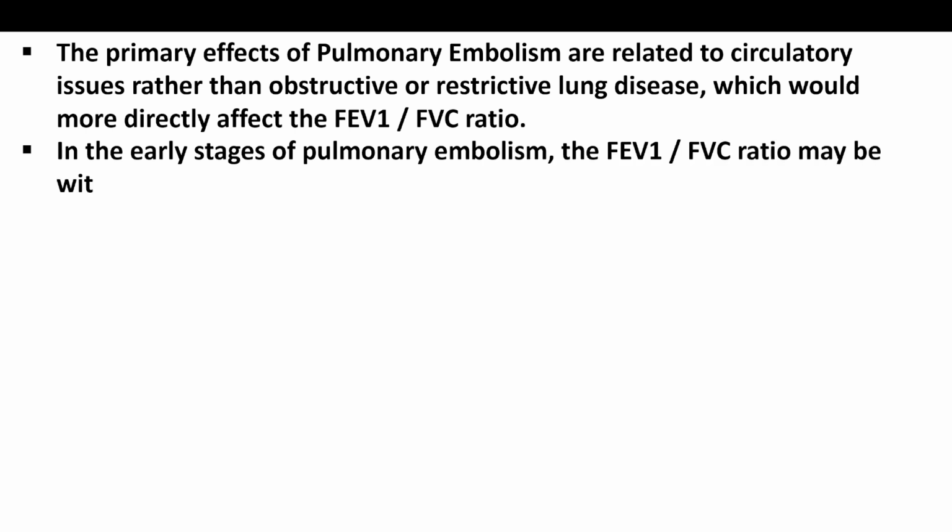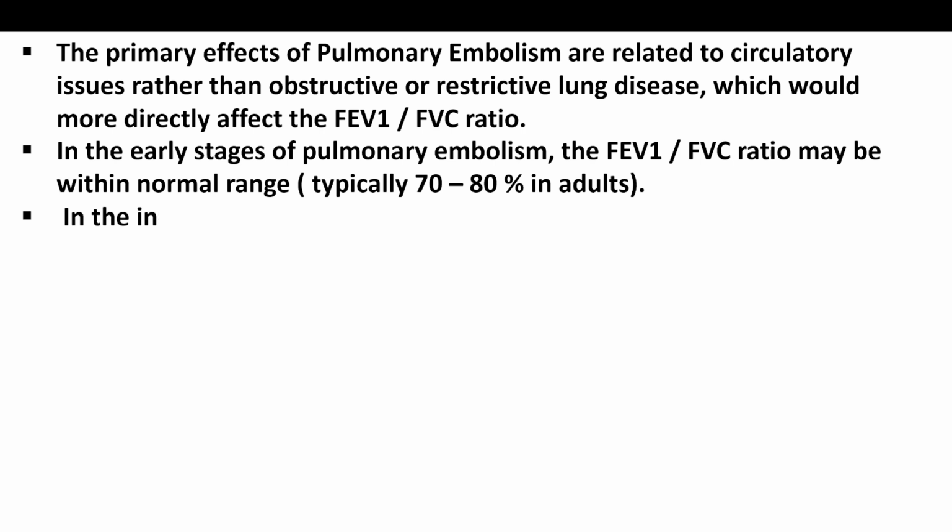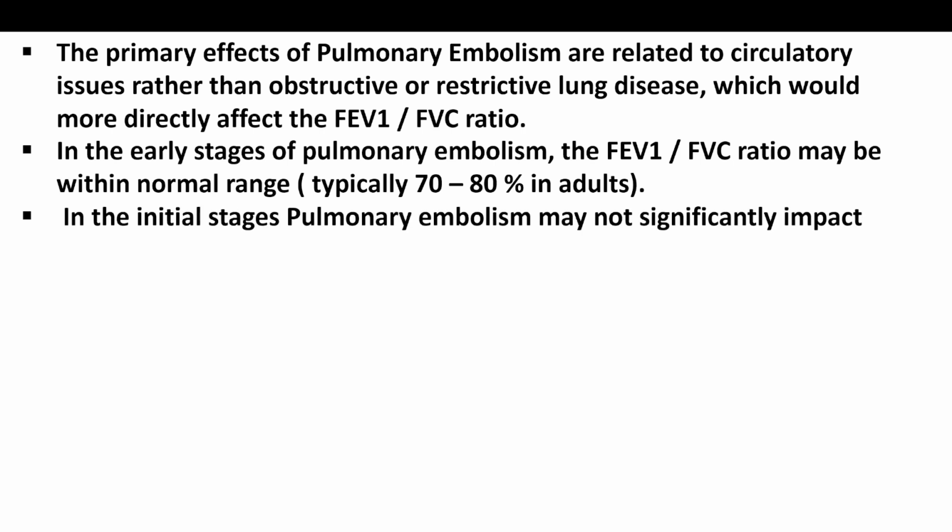The primary effects of pulmonary embolism are related to circulatory issues rather than obstructive or restrictive lung disease, which would more directly affect the FEV1/FVC ratio. In the early stages of pulmonary embolism, the FEV1-FVC ratio may be within normal range, typically 70 to 80% in adults. In the initial stages, pulmonary embolism may not significantly impact the airways.